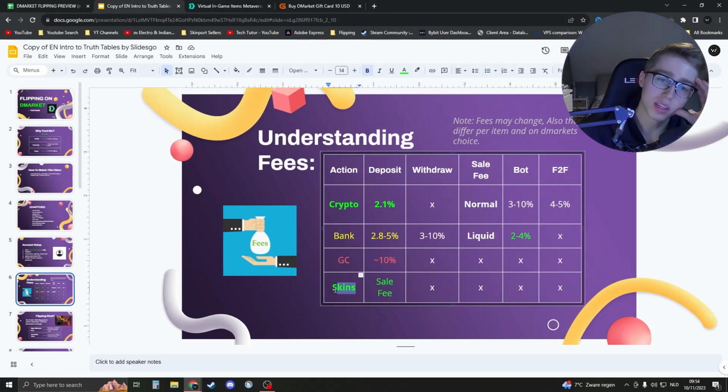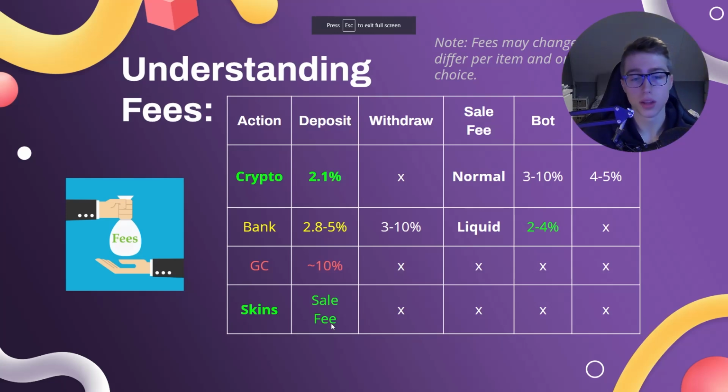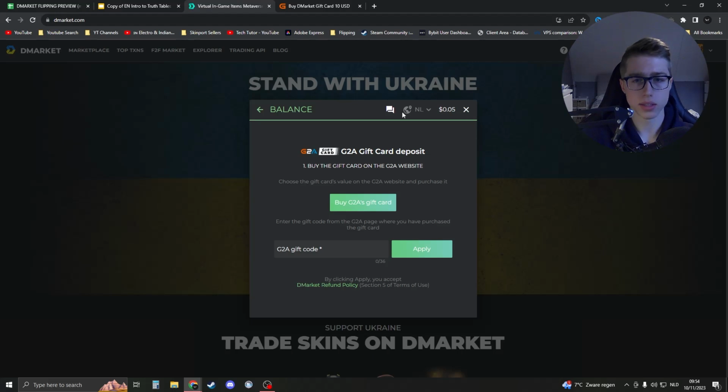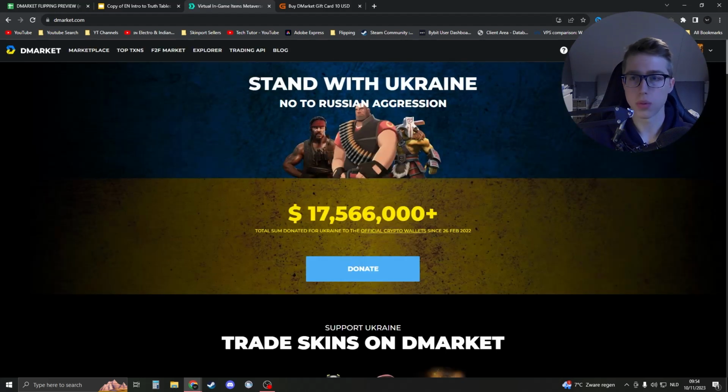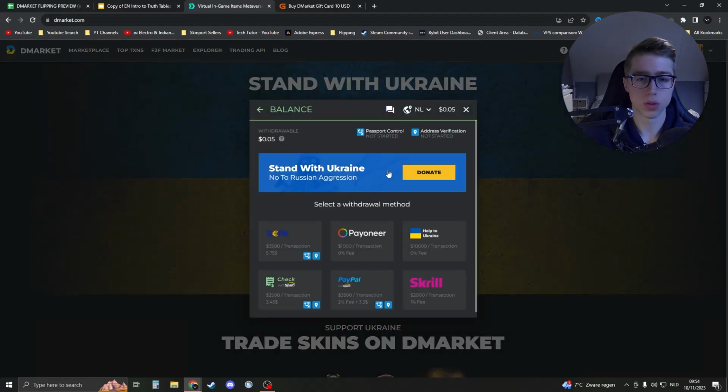And then you have the skins, which I basically think is the best deposit method. Basically, what you do is you buy a skin on, for example, Buff163, and then you sell it on Dmarket, and then you only have the sales fee, which are right here. Now, for withdrawal, you can only withdraw with PayPal, bank, and Payoneer. So let me go to withdraw.